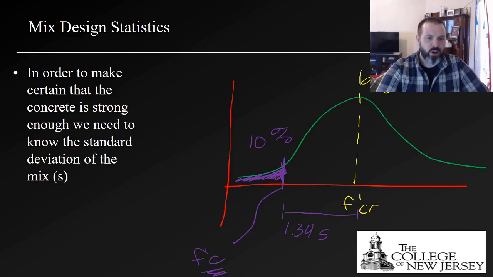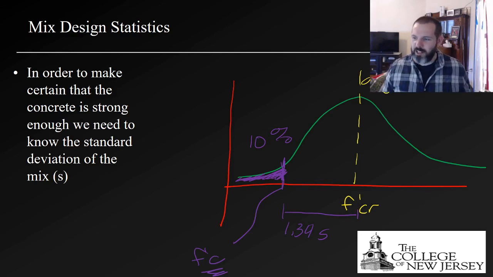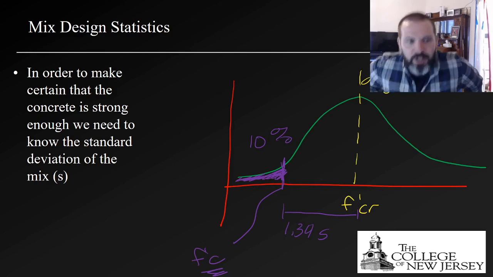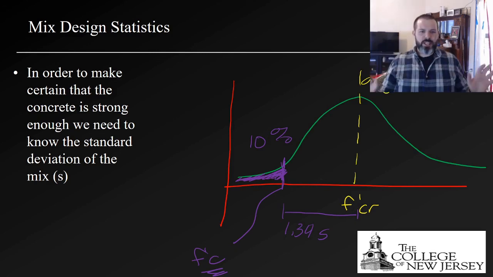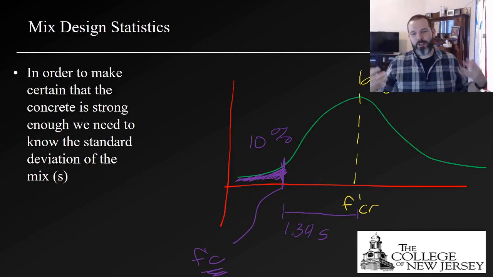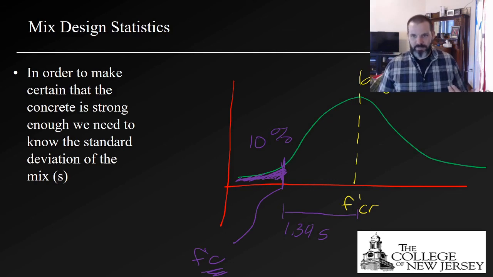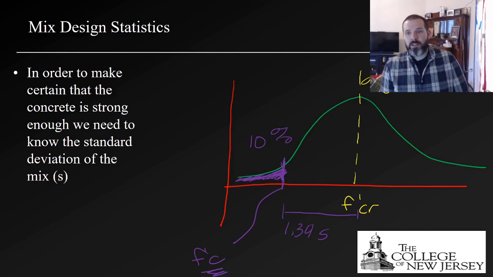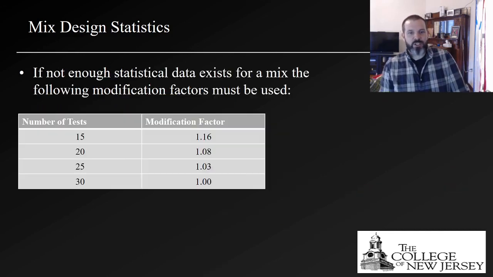So when you do all your reinforced concrete design, you use ACI 318, everything is based on f'c. f'c is not the average strength of a concrete mix, it is the 10th percentile value. Now, in order to have a large enough sample to determine what f'c is, you need basically 30 strength tests. If you do not have 30 strength tests, there are modification factors you can use.